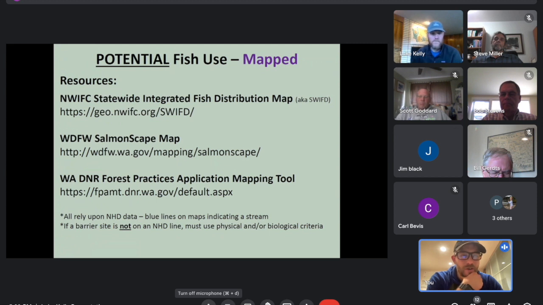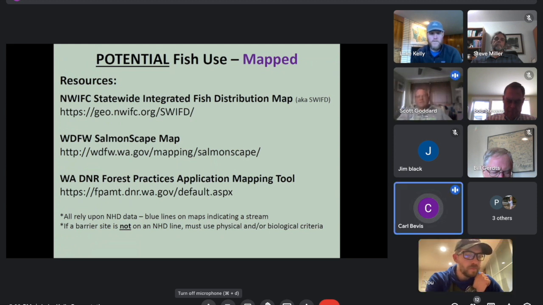Everyone feels confident going out in the field and making these decisions? I think, for me at least, the fish use mapping ones are going to come in handy. I think I was intimidated by them at first, but now I'm definitely going to utilize those a lot more, now that I've seen what they look like and how easy it is to utilize. So I'll make sure I put those resources on our website so it's easy to find.